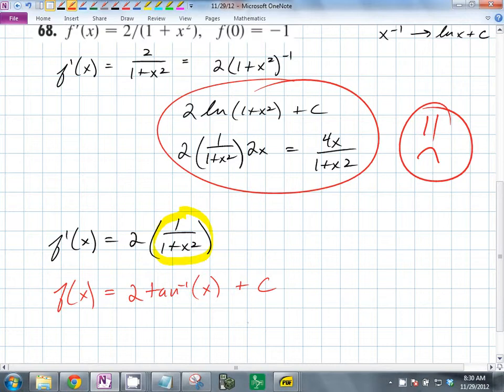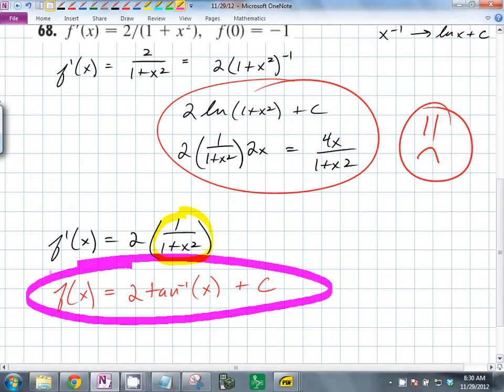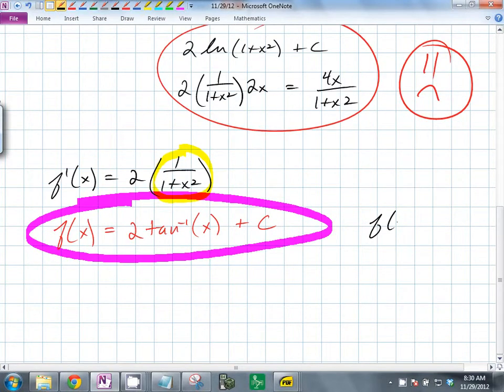Are you done yet, though? Is this done? No. Why isn't that done? Because you have a point and you find the c value. You have a general c value, and you want to actually know what c is equal to. So how do you find out what c is equal to? Well, you know that f of 0 is equal to 1. So 1 is equal to 2 tan inverse of 0 plus c.